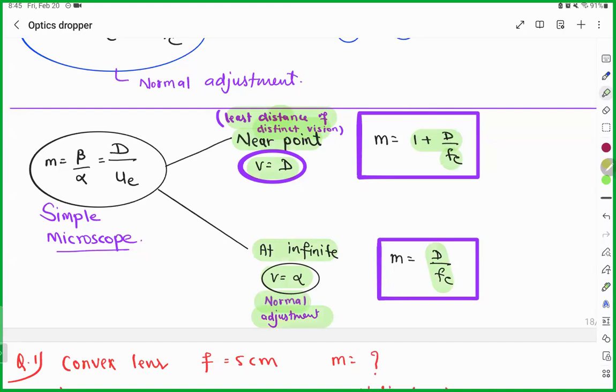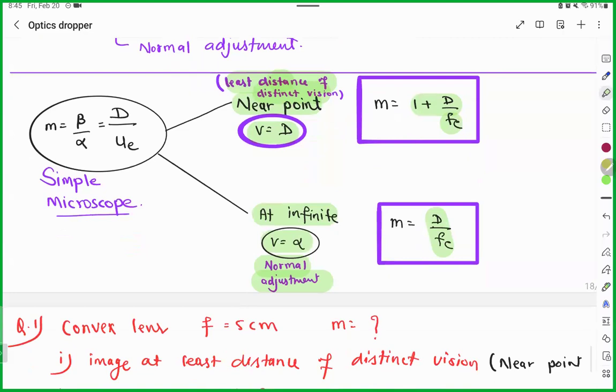Again, write these two, all of you. Doesn't matter who wrote yesterday, send it in the group, and then we'll proceed. This is so important for today's compound microscope also. So we have to write it again.